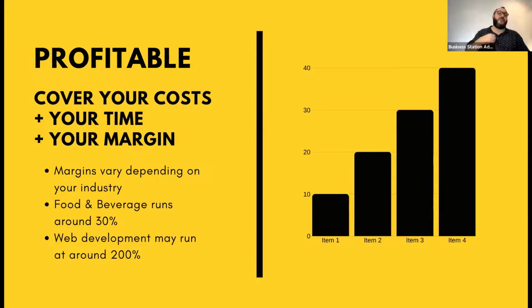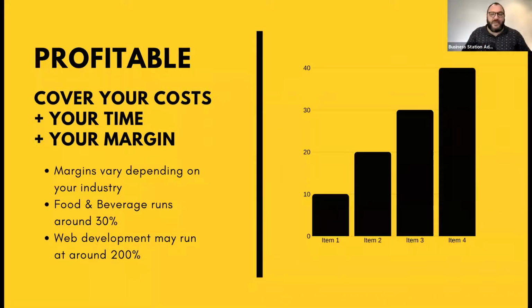Whilst that may be a really bad thing to begin with, the people who are costing you money are not helping your business. They're actually dragging your business down. So make sure that you have that margin on top of it. Food and beverage runs at about 30%. Web development can run at about 200%.